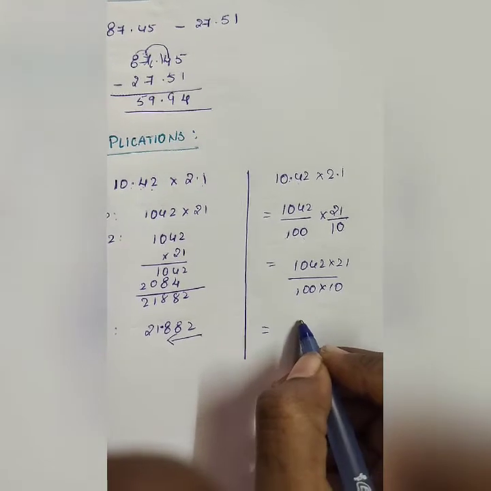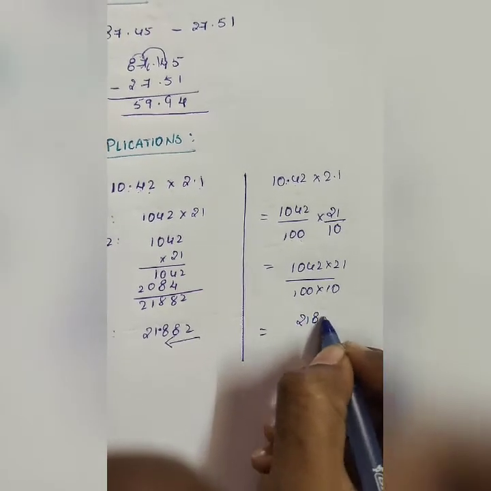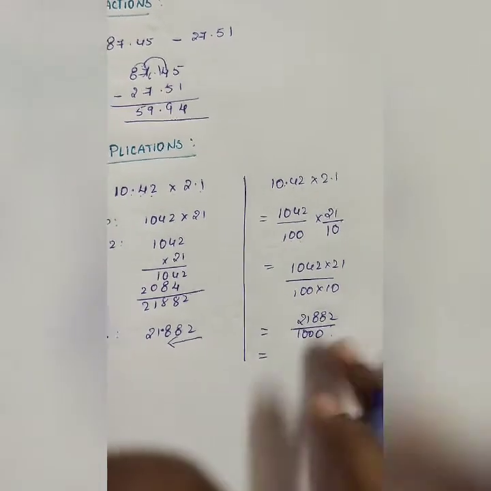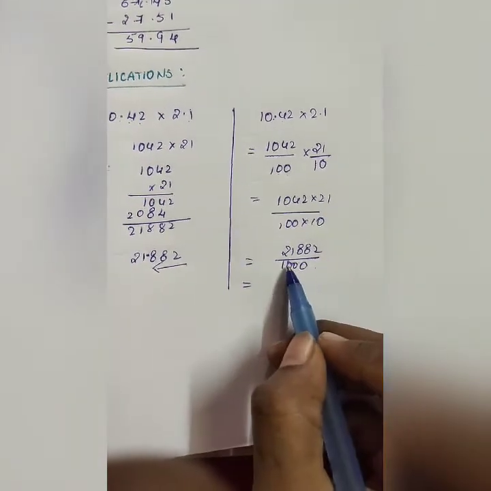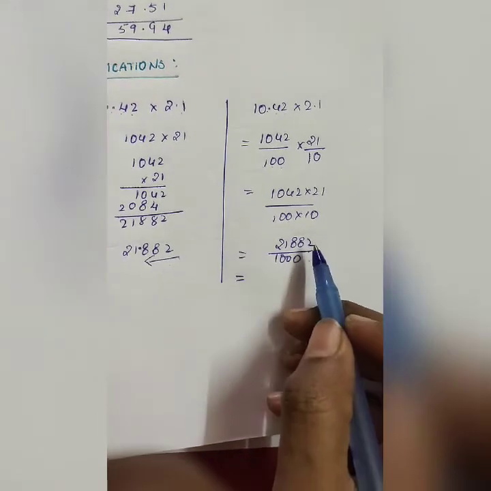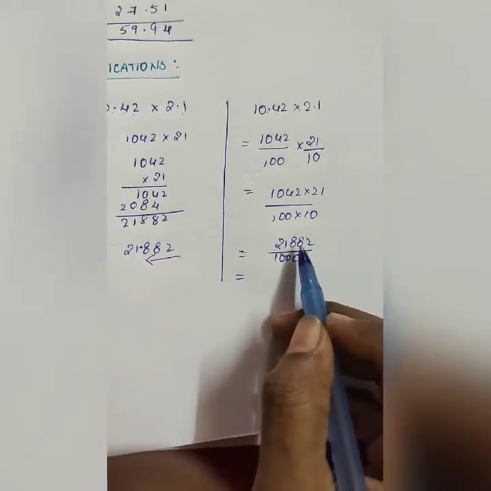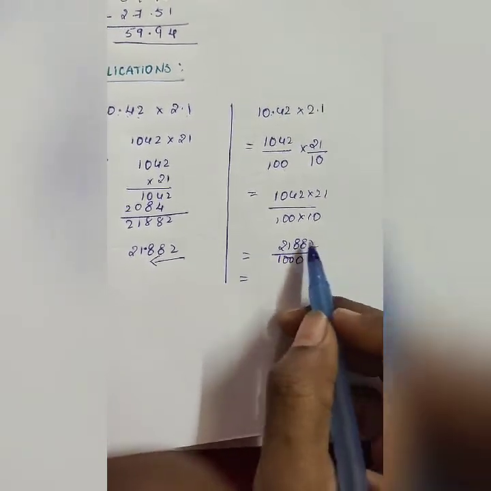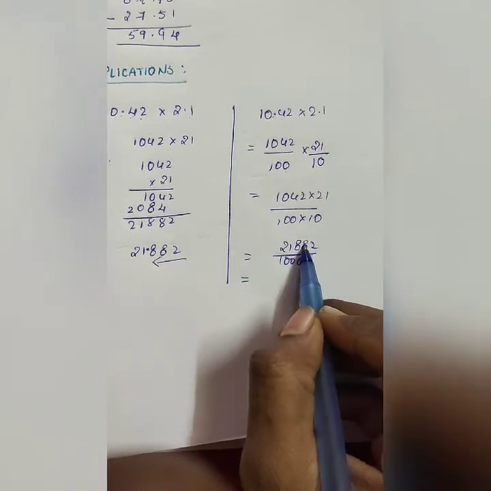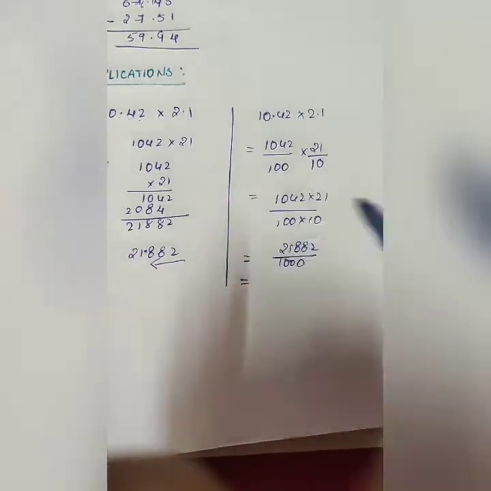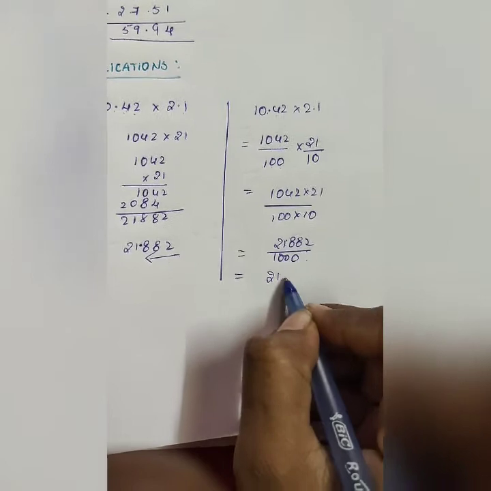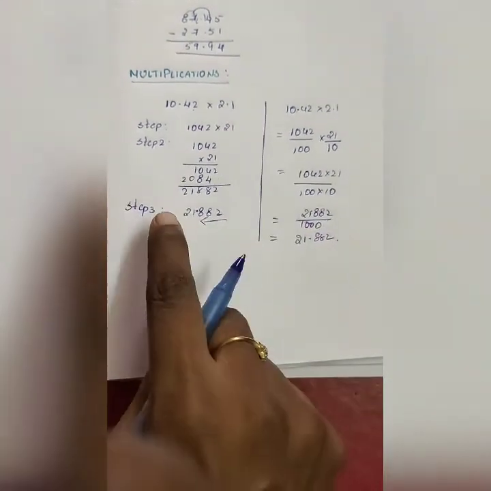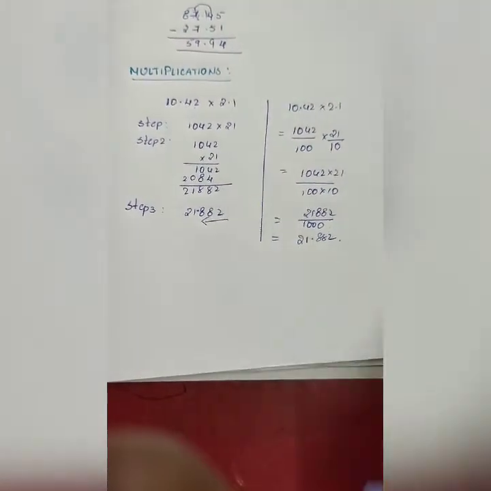That is 21882 by 1000. Now see the decimal division. There are 3 zeros in the denominator. So how many decimal points do I have to give here? 3 decimal points. 3 digits after the decimal point. 1, 2, 3. So I'll keep a point here. So 21.882. So this is the formal method and this is the conversion method.